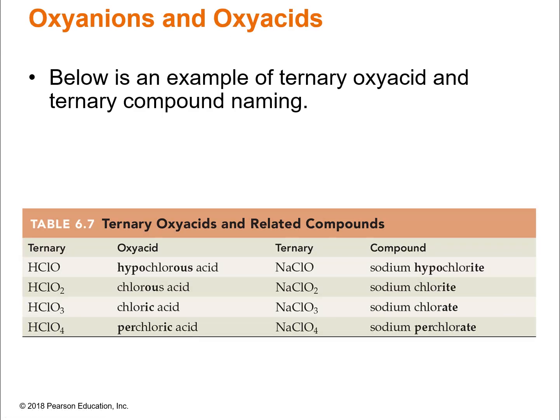Here are some examples of ternary oxyacids. I'll draw your attention again to the hypo and ous, per and ic. I'm not going to test you on those for the exam, and it's also not on your chapter check-in, but you may run into it for Mastering Chemistry. So make sure that you reference this chart and the polyatomic anion chart. It will have the per and the hypo and all of that on there, so you'll be able to answer those questions. But I'm not focusing on those.